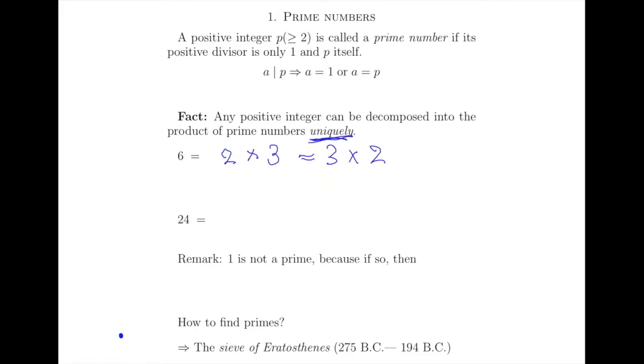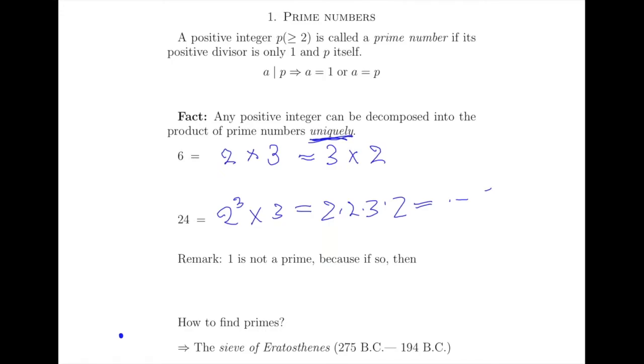For example, 24 is 2 to the cubic power times 3, but is also written as 2, 2, 3, 2, etc. But all of them are essentially the same decomposition. Therefore, any positive integer can be decomposed into the product of prime numbers in a unique way.